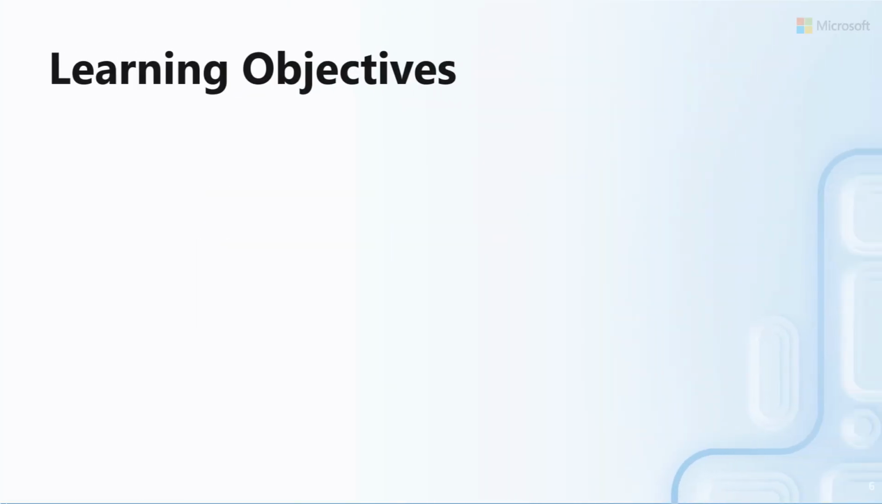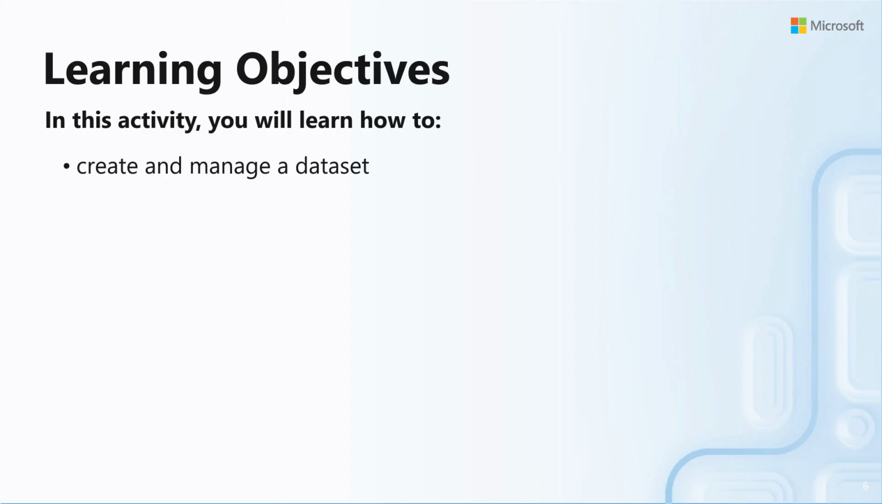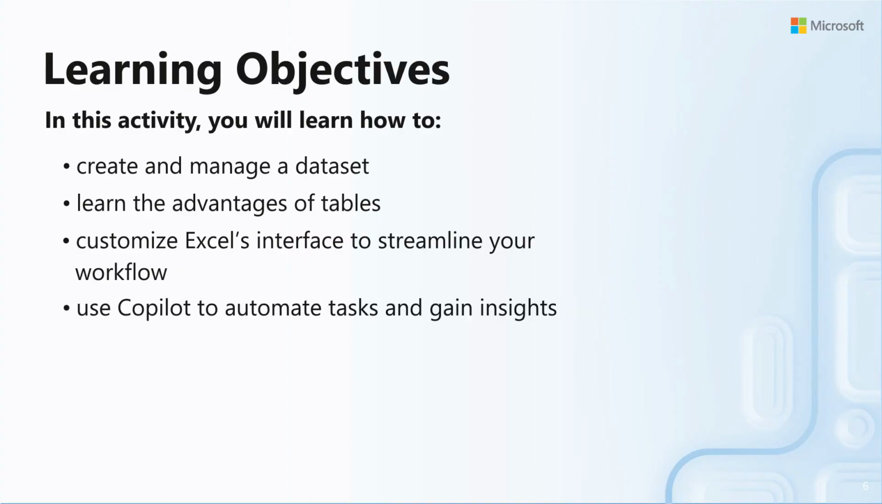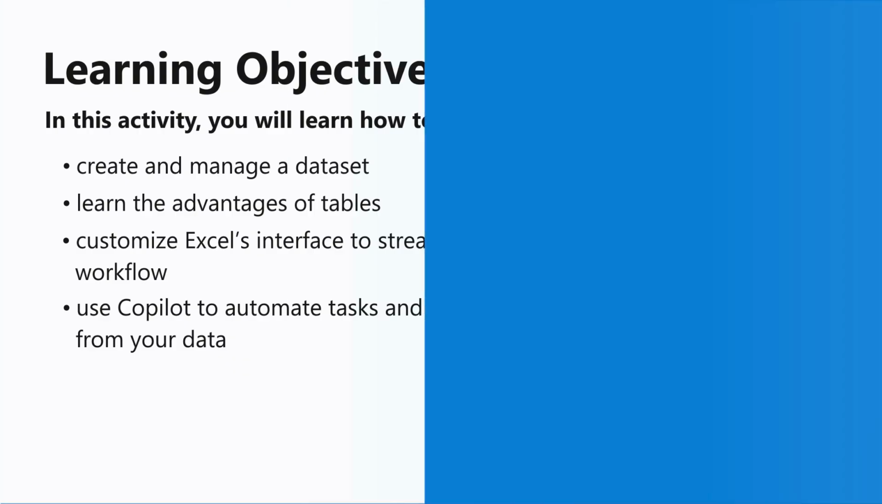By the end of this video, you will be able to create and manage a dataset using Excel lists and tables, learning how to effectively sort, filter, and format data. You will also customize Excel's interface to improve your workflow and use Copilot to automate tasks and gain insights. Starting with entering key details, you'll structure the data using Excel's table features for easy management. Additionally, you'll automate tasks like sorting and filtering, as well as calculating contributions, ensuring an organized and actionable guest list.